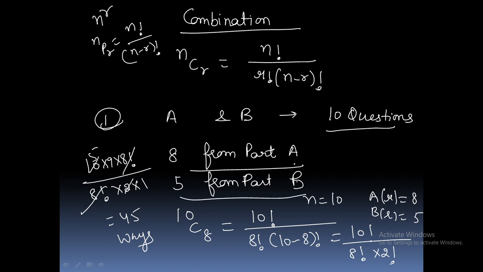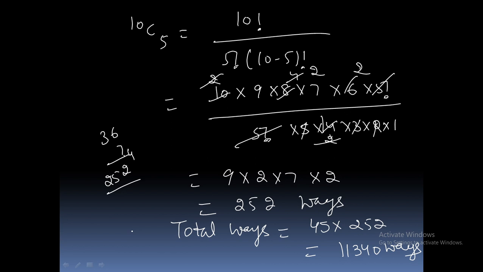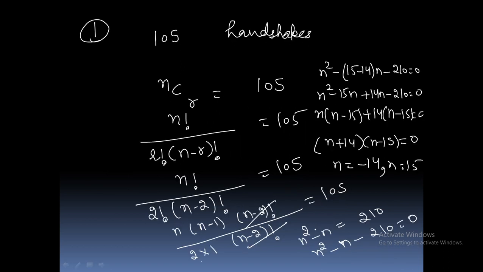When we choose 8 questions from part A, we find the combination 10C8, which is equal to 10 factorial over 8 factorial times 10 minus 8 factorial, that is 10 factorial over 8 factorial times 2 factorial. When we solve this, we find 45 ways. Now for the second part, we find 10C5, 10 factorial over 5 factorial times 10 minus 5 factorial. When we solve these values, we find 252 ways. Total ways will be 45 multiplied by 252, that is the result will be 11,340 ways. This is the combination.